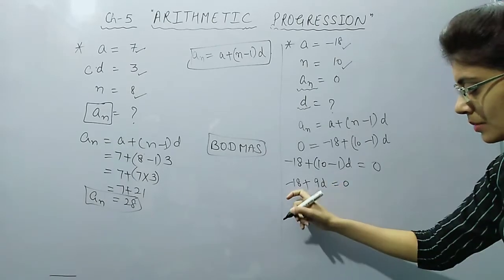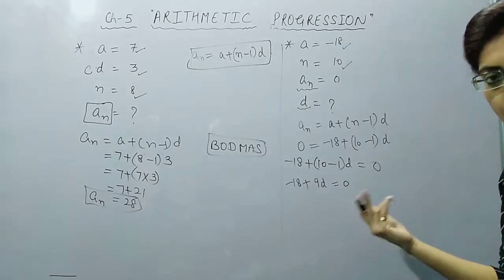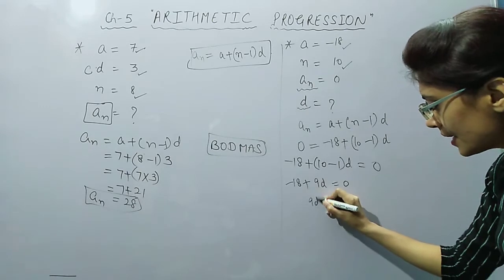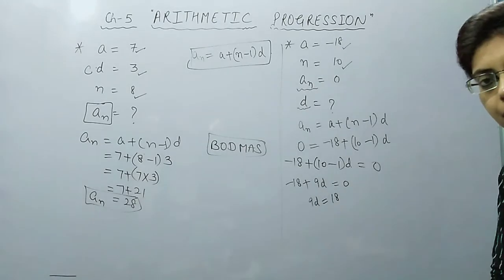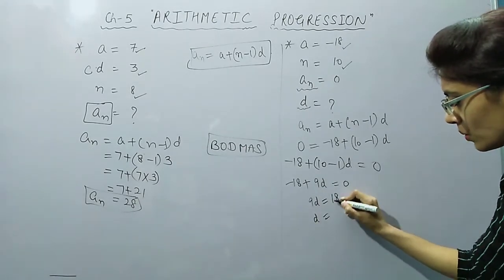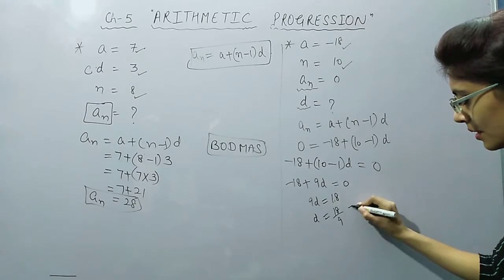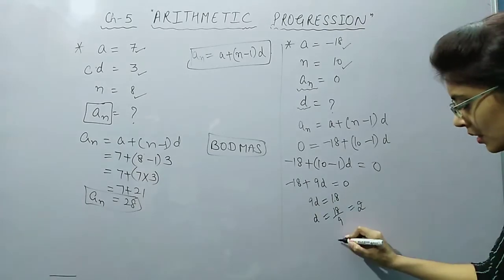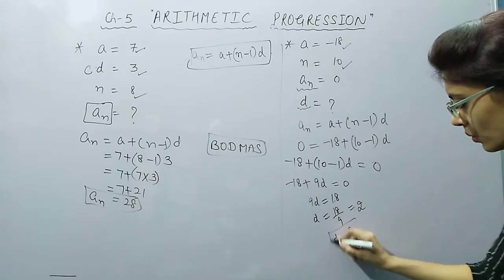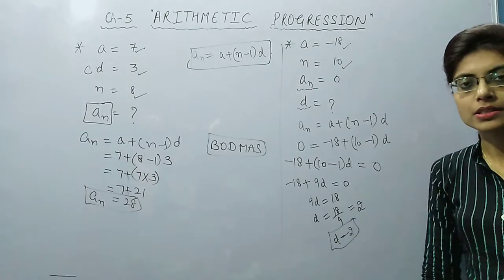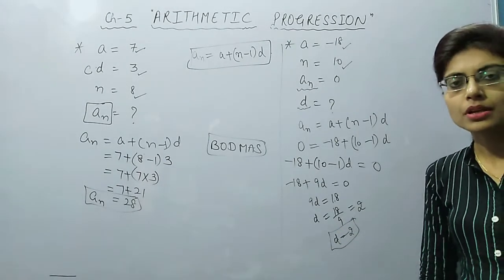So first I will transpose this term. After transposing, plus 18. 9d is equal to positive 18. D is equal to 18 over 9, that is 2. So d is equal to 2. This is our final answer. I hope this example is clear to you.